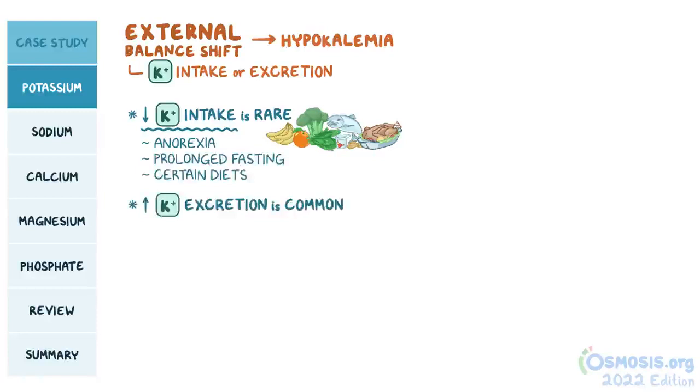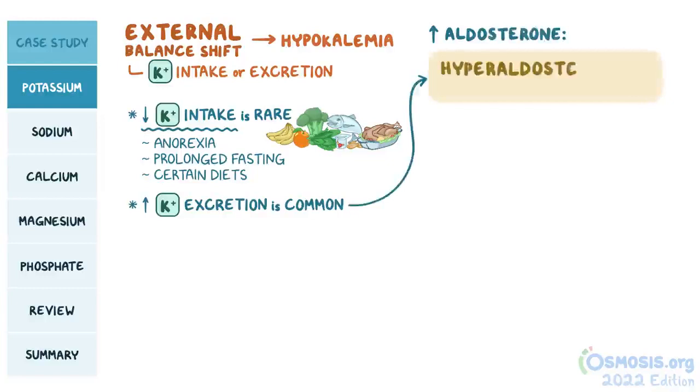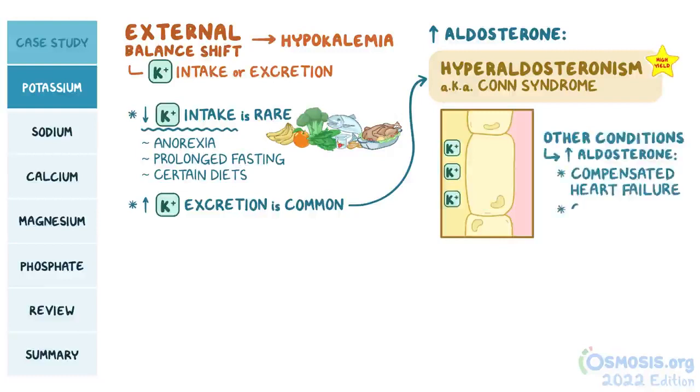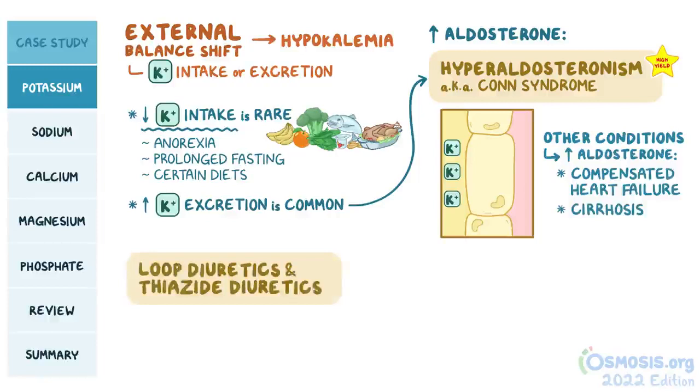In situations where somebody produces too much aldosterone, like primary hyperaldosteronism, called Conn syndrome, there's more potassium secretion by the principal cells, meaning more gets excreted in the urine. Other pathological conditions that cause increased aldosterone levels include compensated heart failure and cirrhosis. For your exams, it's important to know that loop diuretics and thiazide diuretics also increase potassium excretion in the urine.